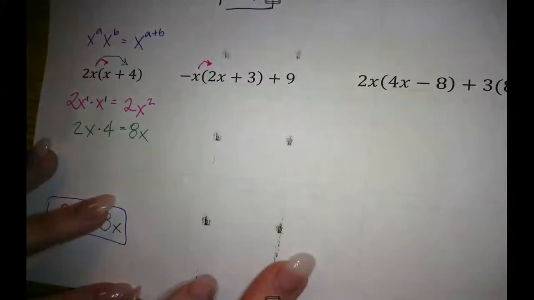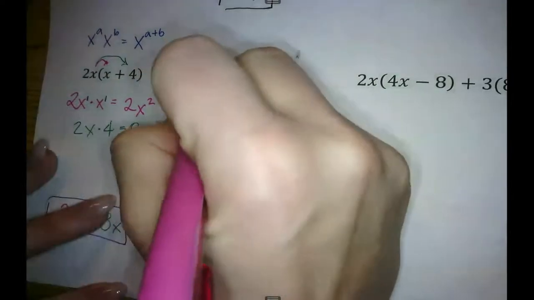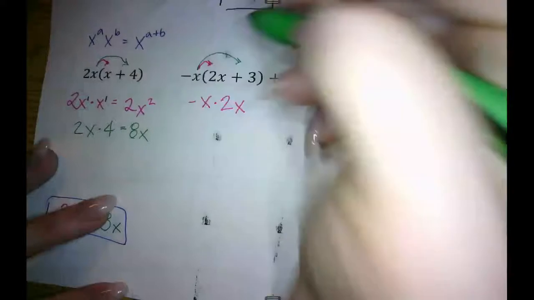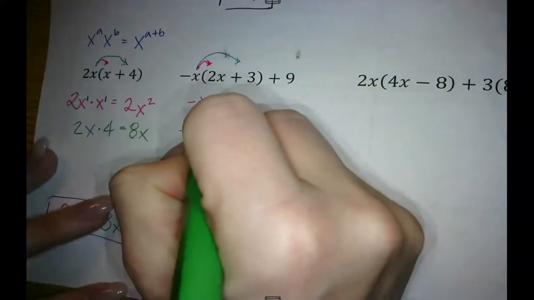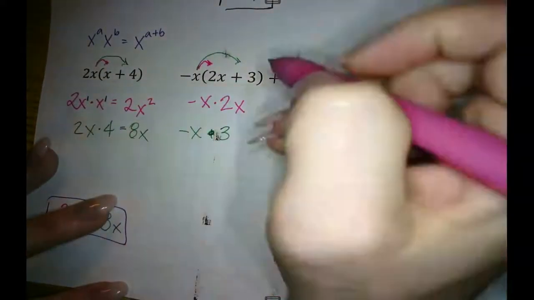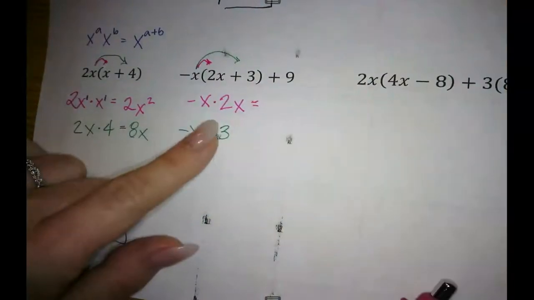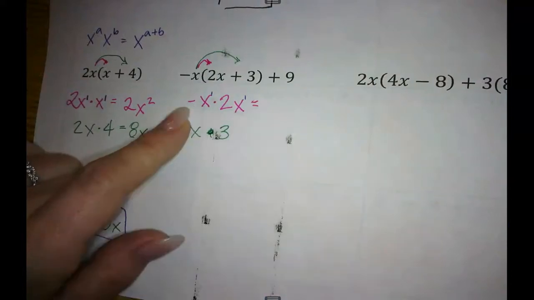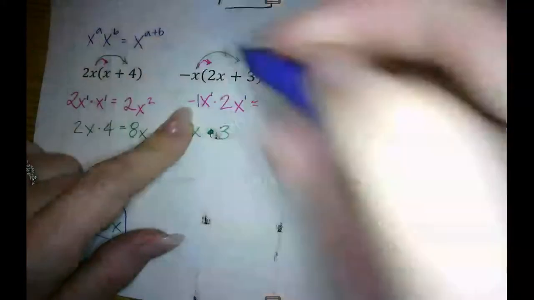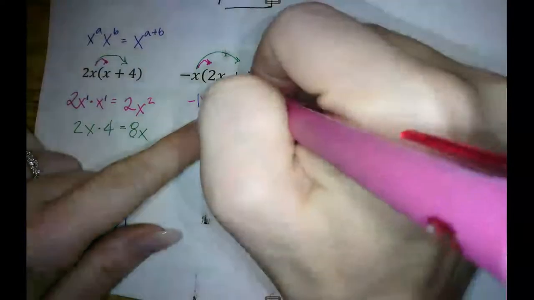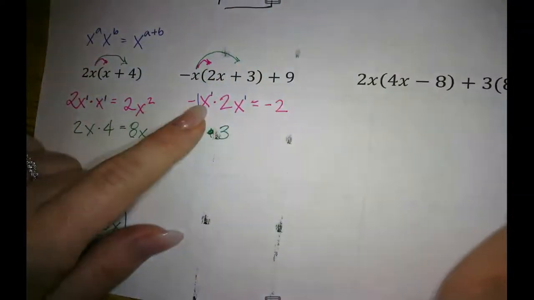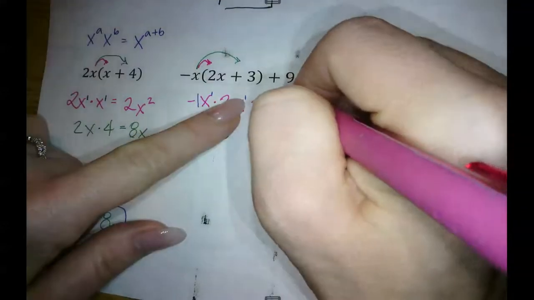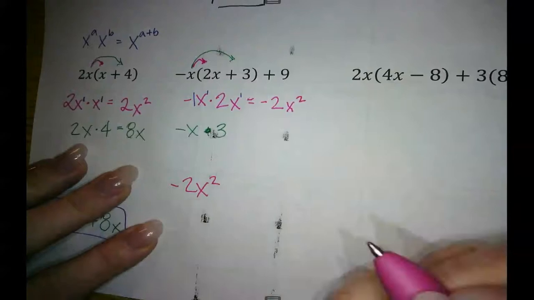All right, another example we've got here. We've got negative x times 2x, and then we're going to have negative x times positive 3. Again, we've got an exponent times an exponent. Remember, with this negative number, that x is an understood 1. So I've got negative 1 times positive 2. That's a negative 2. I have x, so I'll put my x, add my exponents: 1 plus 1 is 2. So I've got negative 2x squared.